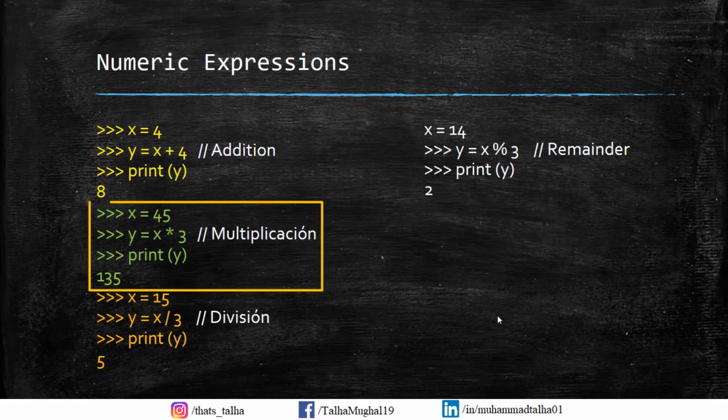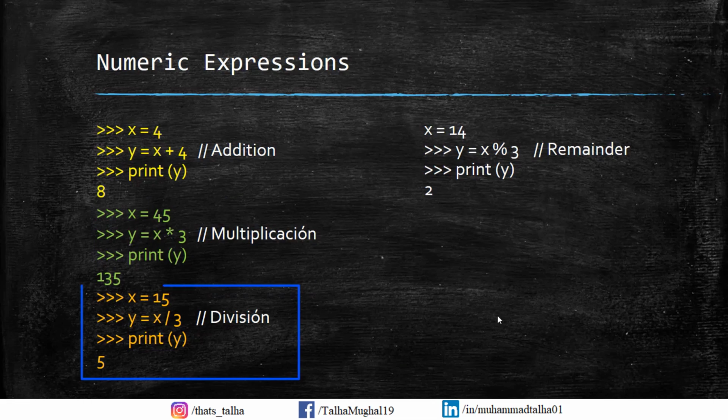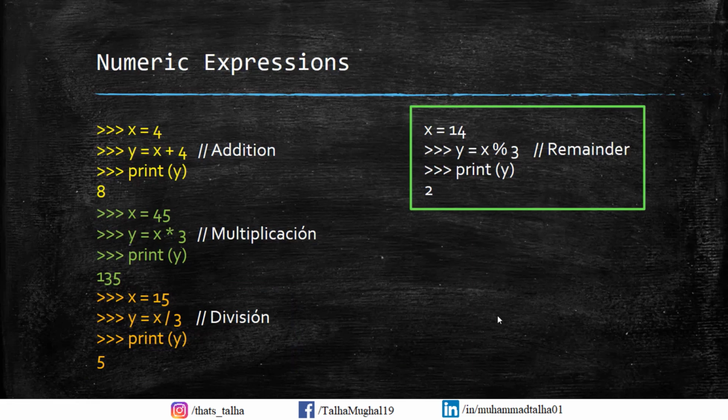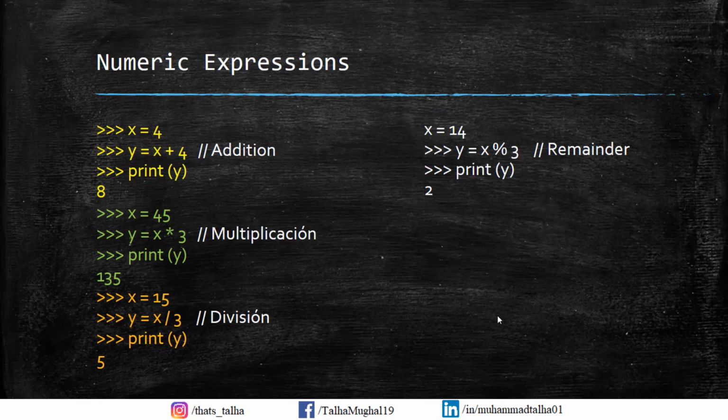In the second example, we are doing multiplication by using the asterisk operator. In the third example, we are doing division using the slash operator. And in the fourth example, we are finding the remainder using the percentage operator.